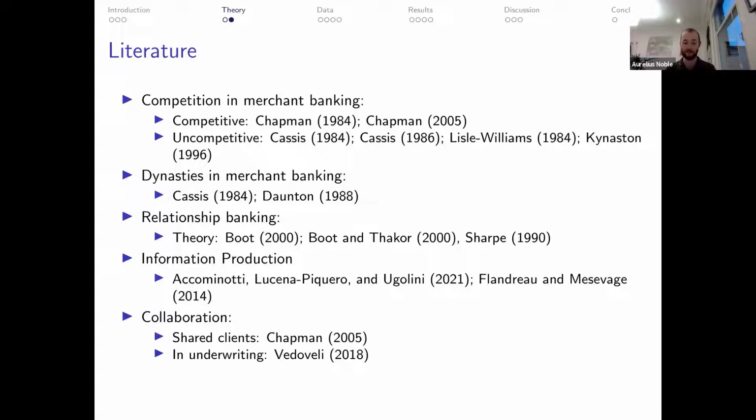There could be difficulties in scaling up information production or relationship formation on smaller firms outside the area, or cultural specialization of a particular merchant bank. And it could just be that there are large creditworthy firms, and that a single merchant bank doesn't want to take on all the risk associated with that firm.